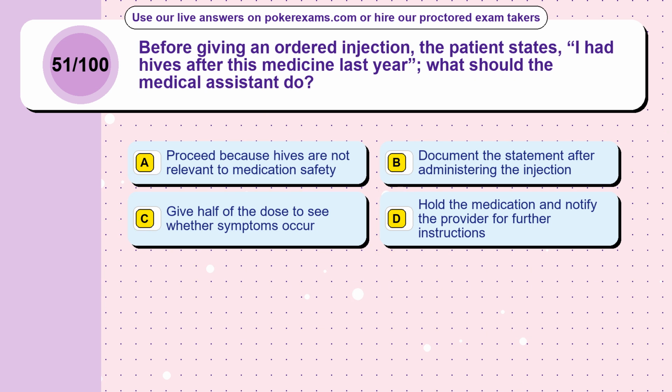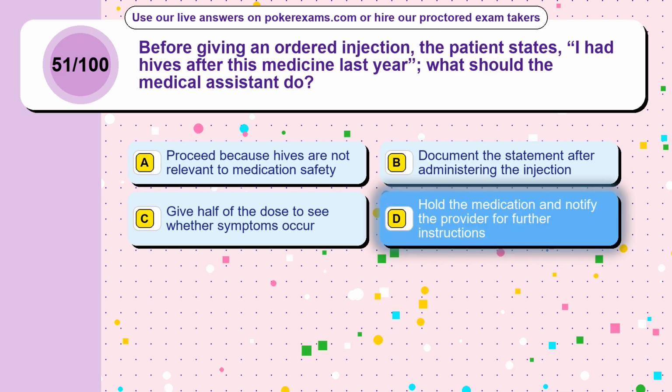Question 51. Before giving an ordered injection, the patient states, "I had hives after this medicine last year." What should the medical assistant do? Option A. Proceed because hives are not relevant to medication safety. Option B. Document the statement after administering the injection. Option C. Give half of the dose to see whether symptoms occur. Option D. Hold the medication and notify the provider for further instructions.